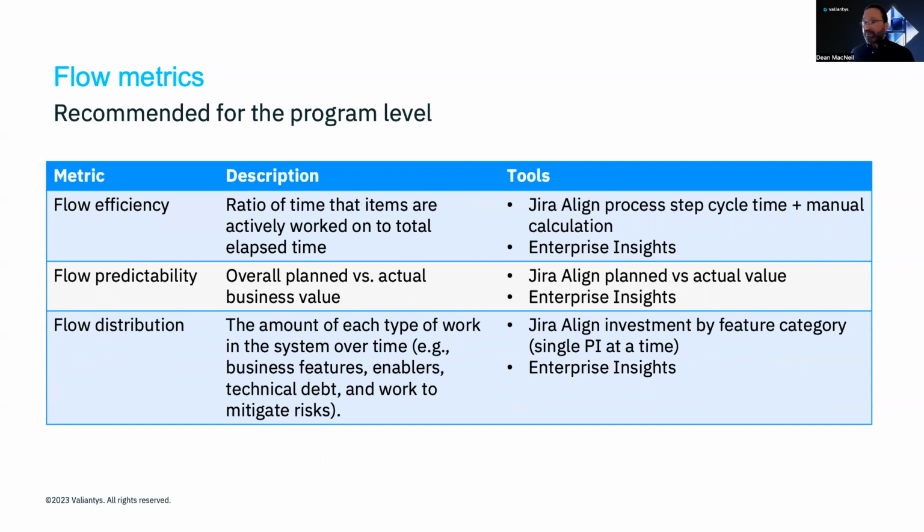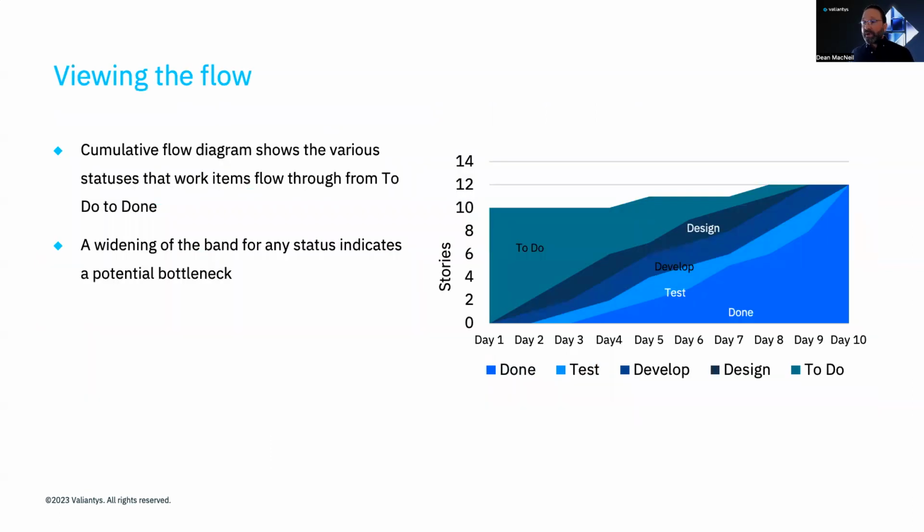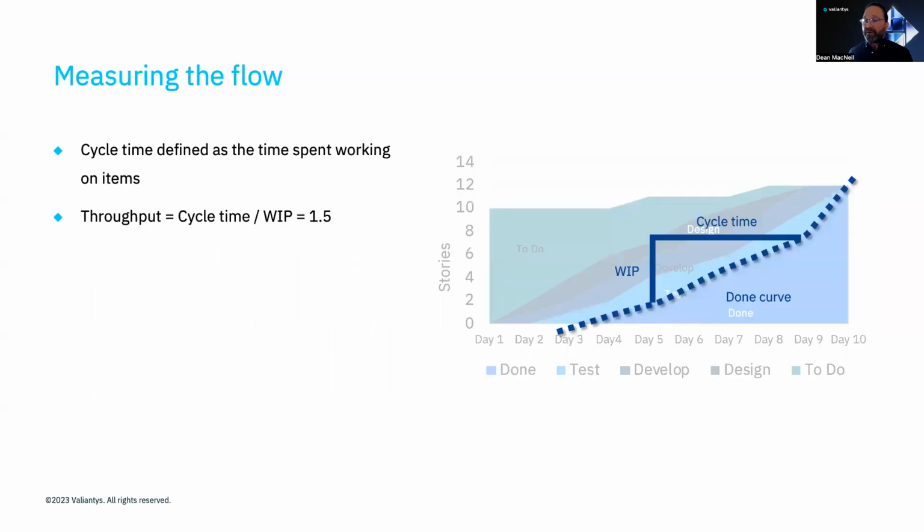Let's start by reviewing flow visualizations available in Jira Software. Aside from Scrum and Kanban boards in Jira, there are useful reports for viewing flow, including the cumulative flow diagram. It shows the various statuses that work items flow through from to-do to done. A widening of the band for any status indicates a potential bottleneck. The diagram is also useful for measuring the flow.